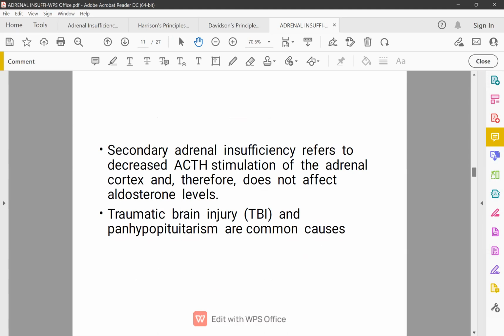Yeah, the point here is that the secondary cause is ACTH. ACTH doesn't cause the adrenal aldosterone level problem. It only causes the glucocorticoid problem. Sometimes there is a head trauma. Traumatic brain injury can produce panhypopituitarism, and it can also involve the pituitary.